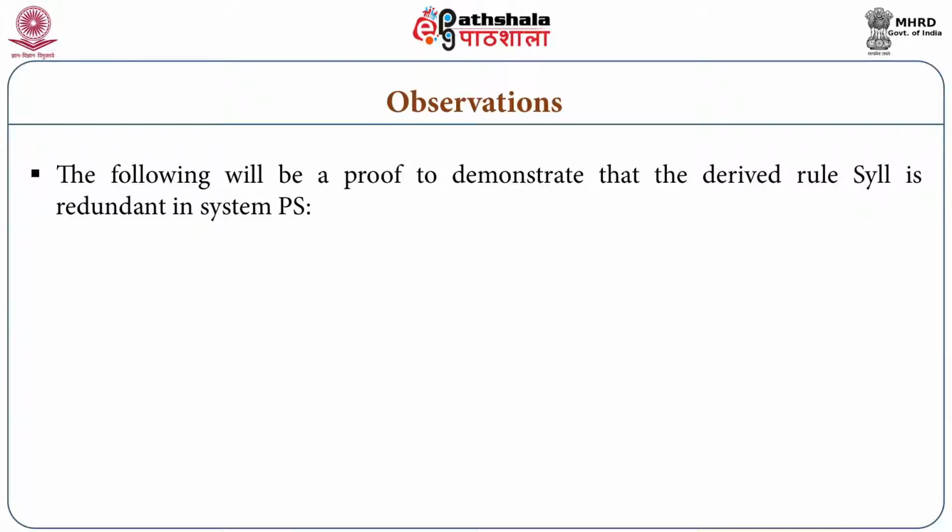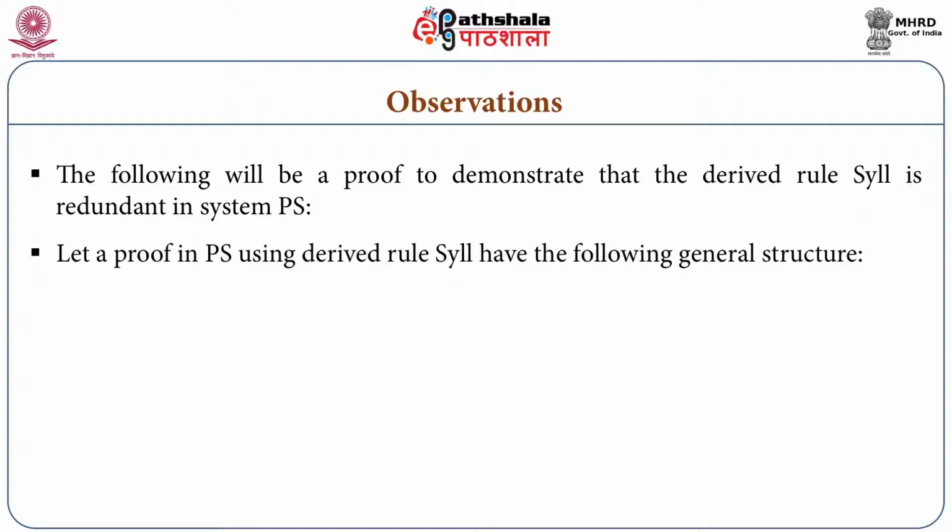So by showing that we can give a meta proof of this theorem or derived rules, we are also saying that these derived rules are redundant. So let us look at the meta proof.